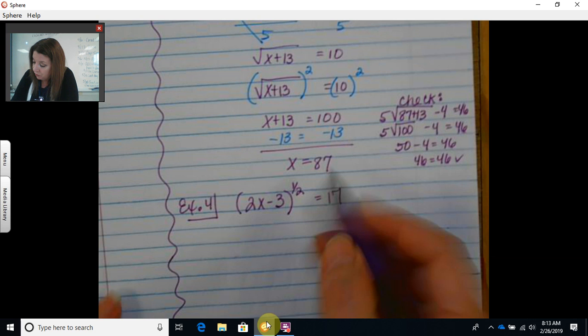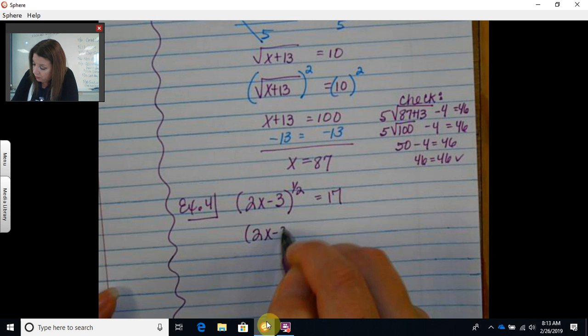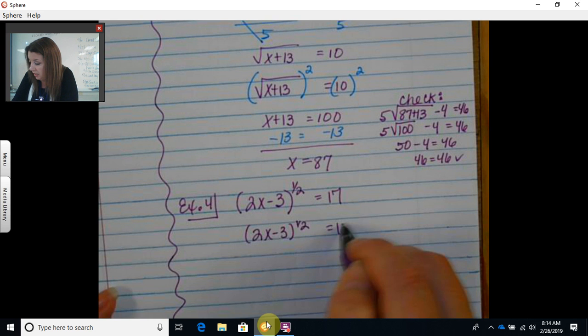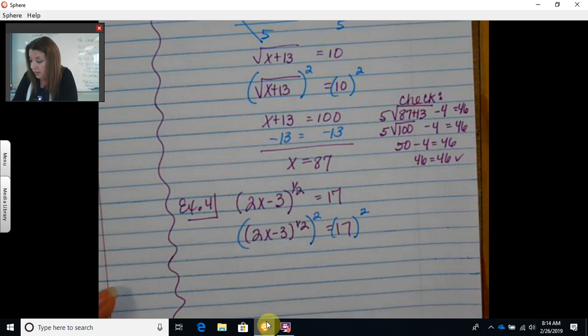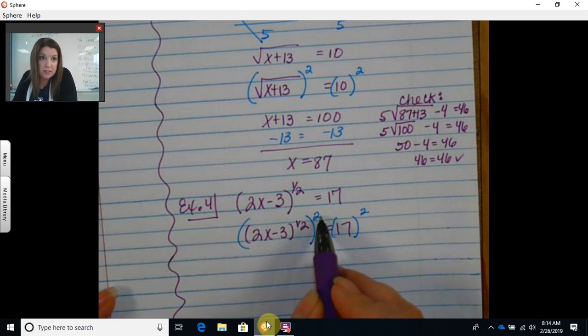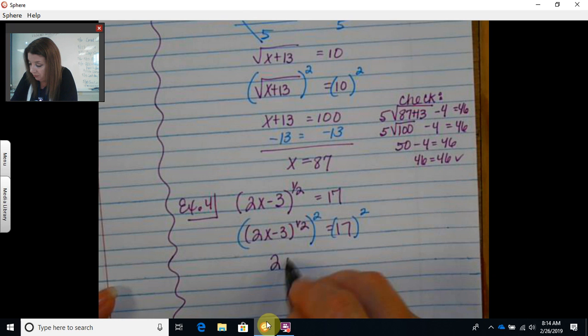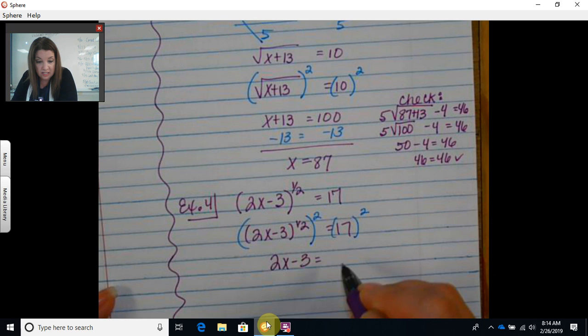So 2x minus 3 raised to the 1/2 equals 17. And if I want to get rid of that, I will square both sides. 1/2 times 2 is just 1. So technically that's 2x minus 3 raised to the first power, which is just 2x minus 3. And 17 squared is 289.